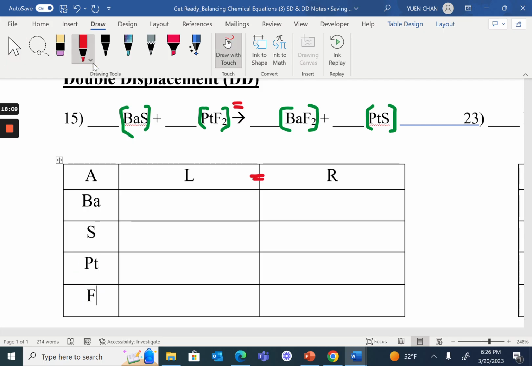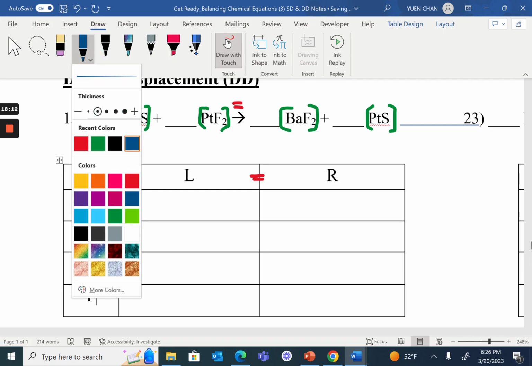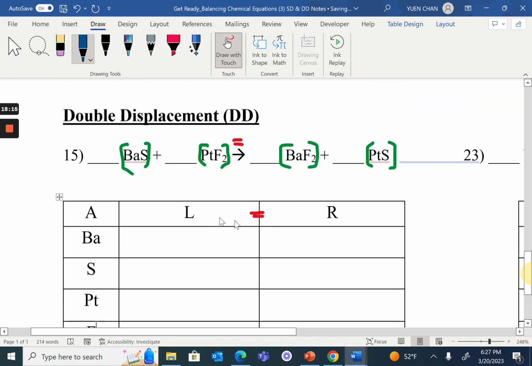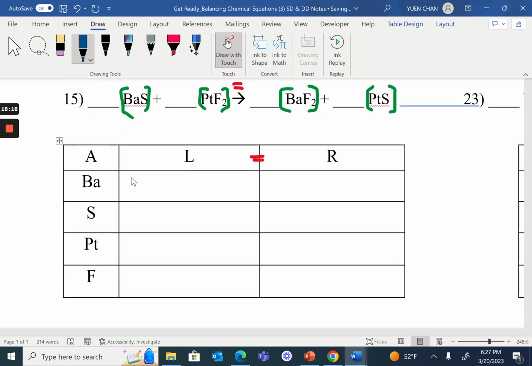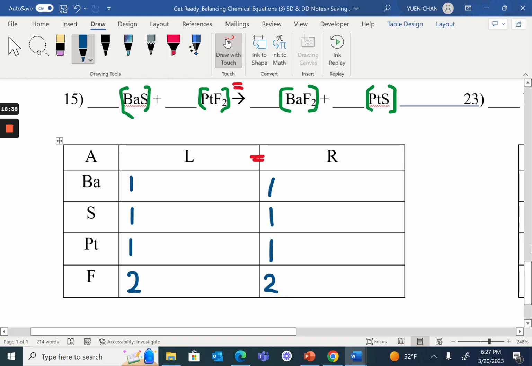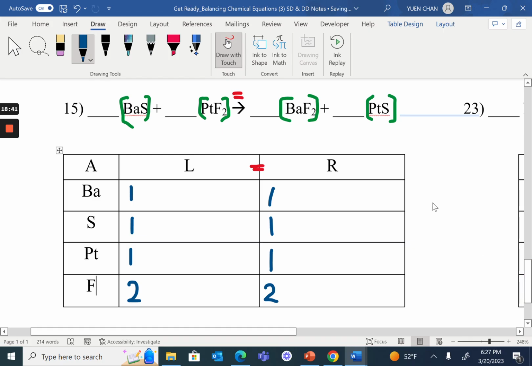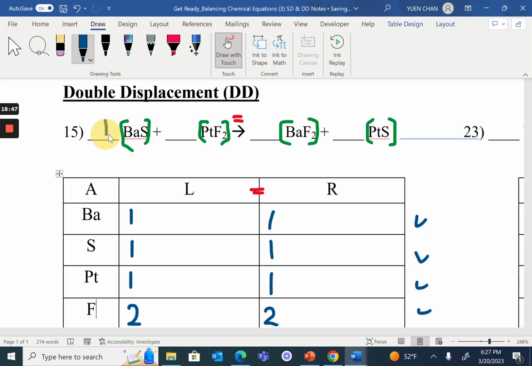Okay, and I'm going to start with, on the left-hand side, I got 1 Ba, 1 S, 1 Pt, and 2 F. On the right-hand side, I got 1 Ba, 1 S, 1 Pt, and then 2 F. Now you see that actually, hey, Mrs. Chan, this is already balanced. Yes, it is already balanced. So what does that mean? You can just put the 1 everywhere. It's already balanced. It's fine.